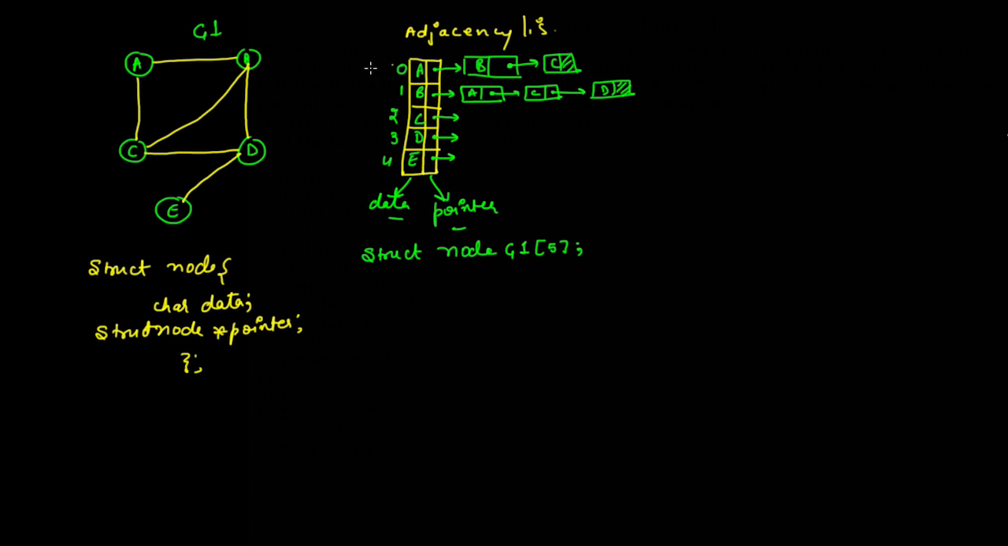Now next is the node C. For the node C, the adjacent vertices are A, B, and D. So these are A, second vertex is B, and third vertex is D. For this node D, the adjacent vertices are E, C, and B. And for this node E, the adjacent vertex is only D. So this is the adjacency list representation for this graph.